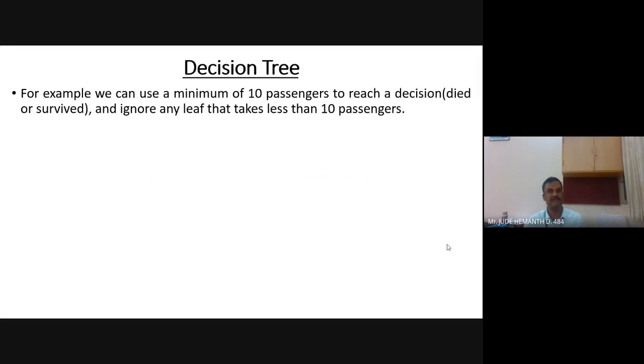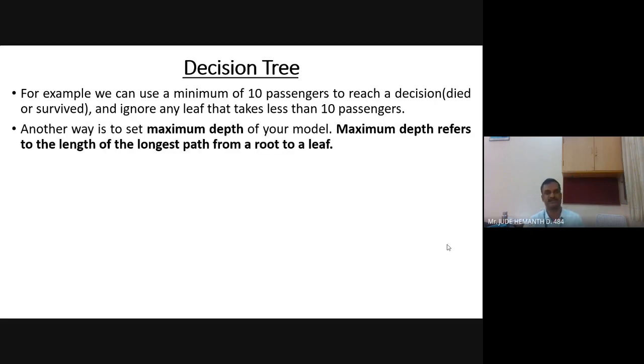For example, we can use a minimum of 10% just to reach a decision, right? And ignore any leaf that takes less than 10%, right? When I go for classifying as survived or death, when I have only one death possibility, then I can ignore that, because 99% of the time it is going to be only the other case. Then that leaf can be completely removed. So that path will be completely removed. The chance of going to that path is very, very remote. It will not impact my accuracy to a higher extent.